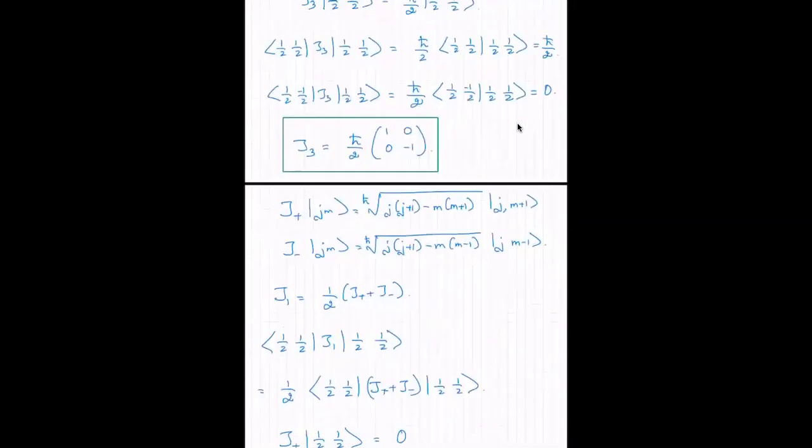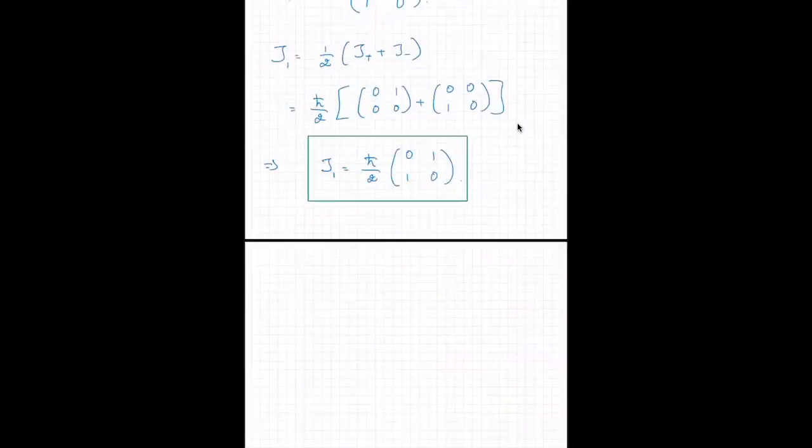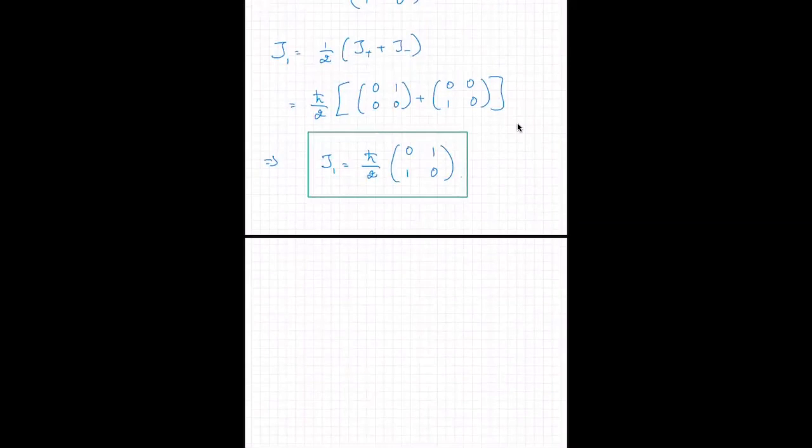Okay. So J3 is this and J1 is this. So for completeness sake, let's also finish out J2. J2 is 1 over 2i J plus minus J minus, right? Because J plus is J1 plus iJ2 and J minus is J1 minus iJ2. So if I subtract these two, J plus minus J minus, I get 2iJ2. Right? So J2 would be 1 over 2i times the difference between these two matrices.